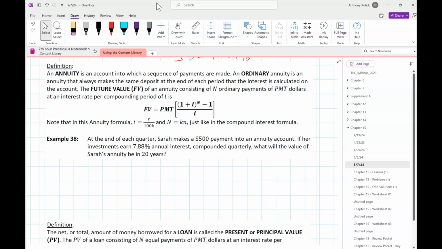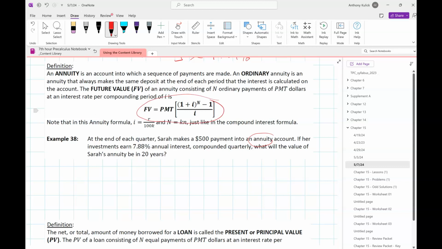All right, so let's look at some examples. At the end of each quarter, Sarah makes a $500 payment into an annuity account. If her investment earns 7.88% annual interest compounded quarterly, what will the value of Sarah's annuity be in 20 years? What word in here tells me which formula I'm going to use? Annuity, right? That tells me we need to use this formula.